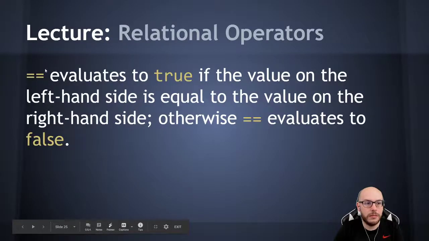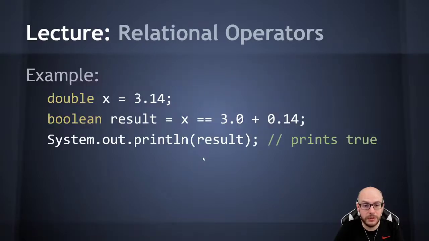Our equals evaluates to true if the two values are equal. Here, I'm doing some math on the spot. In order for this to work, our arithmetic operators have a higher precedence than our relational operators. What am I saying? This is going to happen first. We're going to do the addition first, and then check to see if they're equal. That's what I mean by the precedence level.